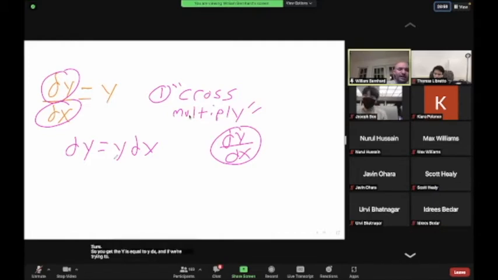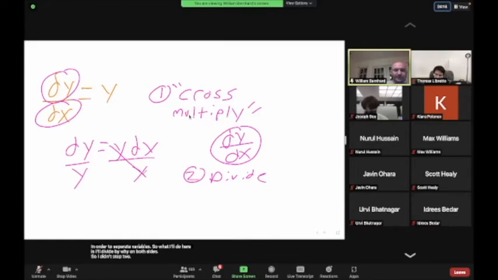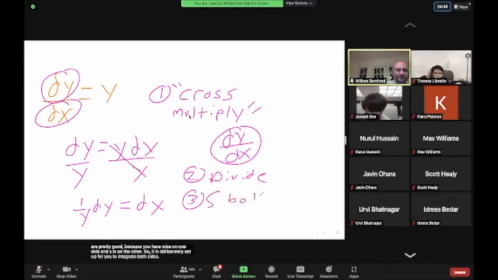And if we're trying to have steps here, you're going to divide in order to separate variables. So what I'll do here is divide by y on both sides. All I did in step 2 was divide. So what happens now is I have 1 over y dy is equal to dx. Things are pretty good here now because you have y's on one side and x's on the other. So it is deliberately set up for you to integrate both sides.